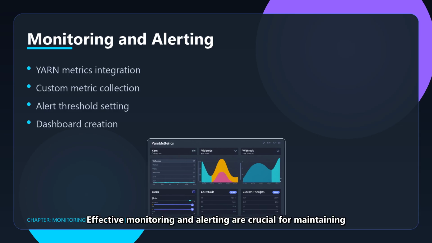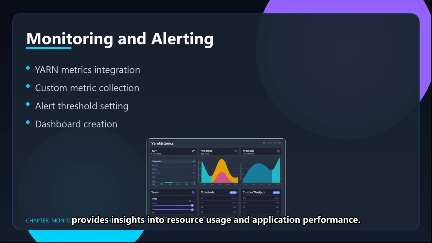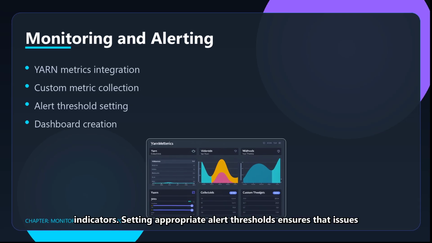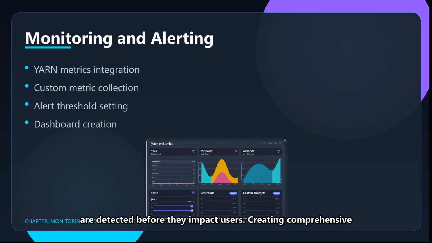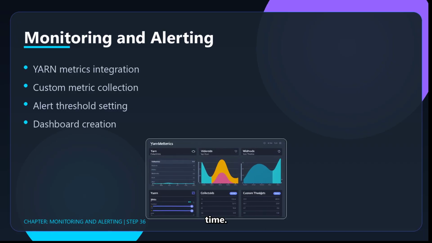Effective monitoring and alerting are crucial for maintaining healthy Apache Fluo applications. Integrating with YARN metrics provides insights into resource usage and application performance. Custom metric collection allows you to track application-specific indicators. Setting appropriate alert thresholds ensures that issues are detected before they impact users. Creating comprehensive dashboards helps visualize key metrics and trends over time.